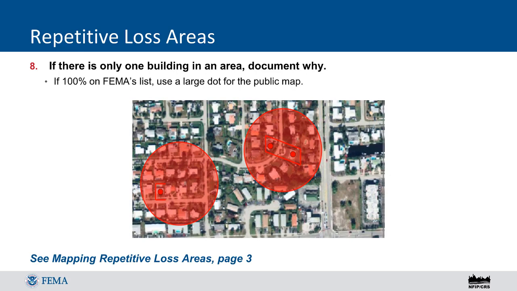How do you work within the parameters of the Privacy Act when you truly have an isolated property? You simply make a large dot. Remove the underlying coding that shows where the actual repetitive loss property is, and just use the dot.